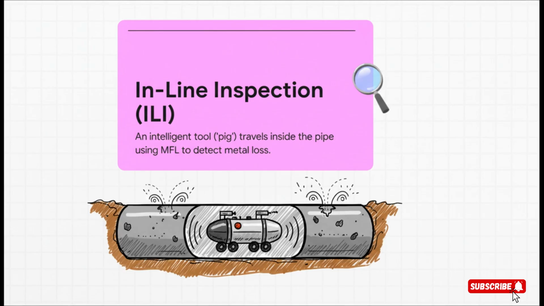Now, everything we've talked about so far has been about inspecting the pipe from the outside, from above ground. But what if you could actually go inside the pipe? Well, you can. That's the job of inline inspection, or ILI. We send an intelligent robotic tool, which everyone in the industry calls a pig, to travel right through the pipeline.